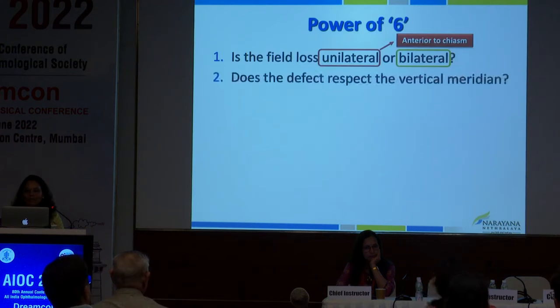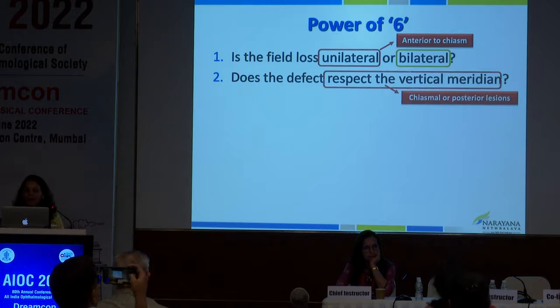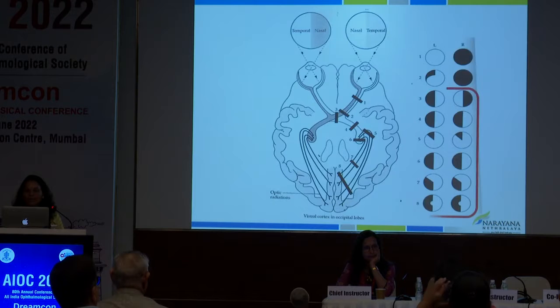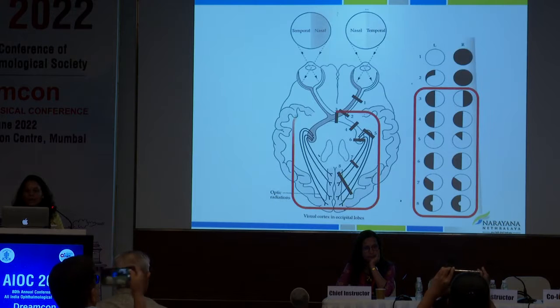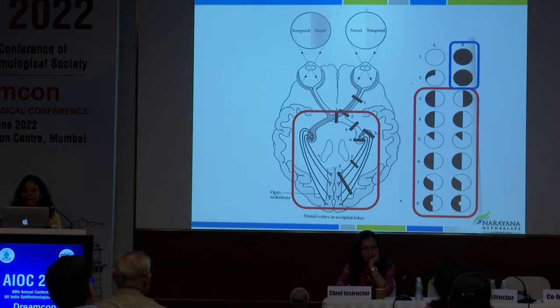The next question is, does the defect respect the vertical meridian? Because if it does, it's chiasmal or posterior chiasmal. Now look at all these lesions which you can see from 3 to 8, they are respecting the vertical meridian. And therefore, if you have something like this, as I said, look at both the fields, you know where to look. And you see anteriorly, you will see only one eye being involved.